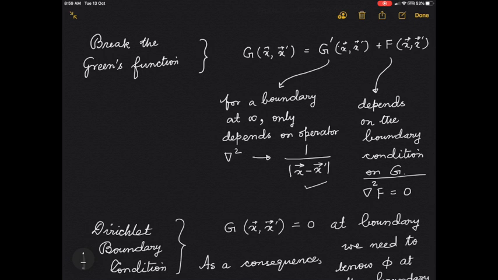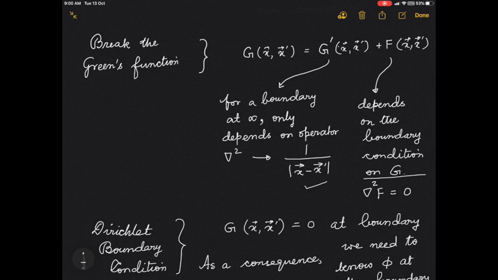And we said that the solution can be written in terms of two parts. One is always 1 by mod x minus x prime if the operator is Laplacian. The other will depend on the boundary and what boundary condition I choose. On capital F, grad square F equals 0 with that boundary condition will give me what is capital F. Once I know capital F, F plus G prime is my Green's function.